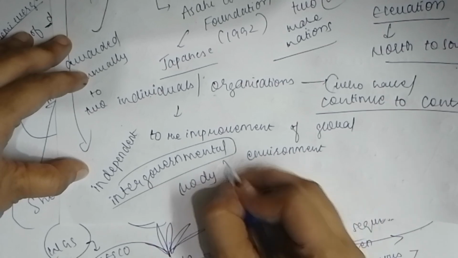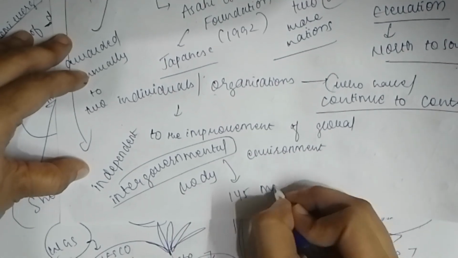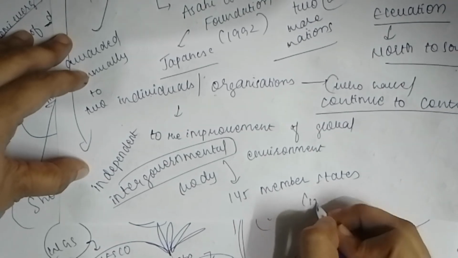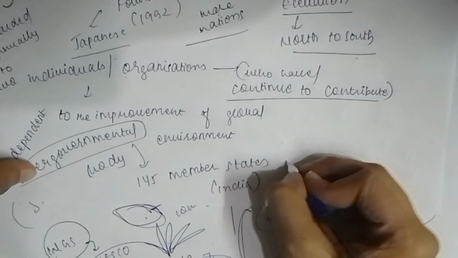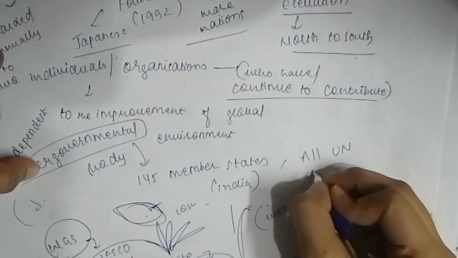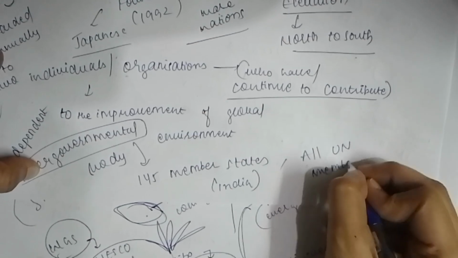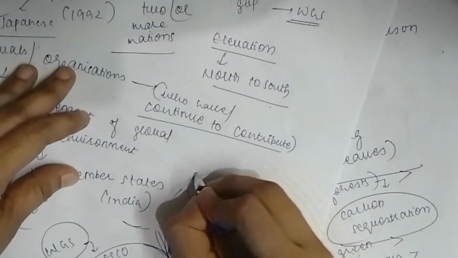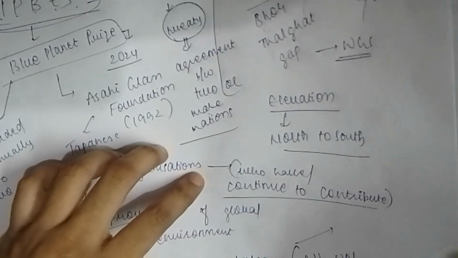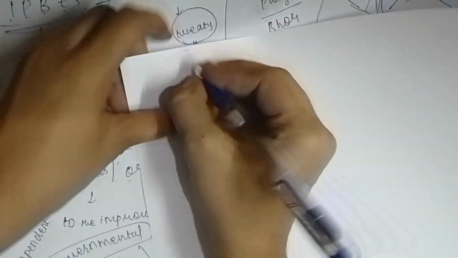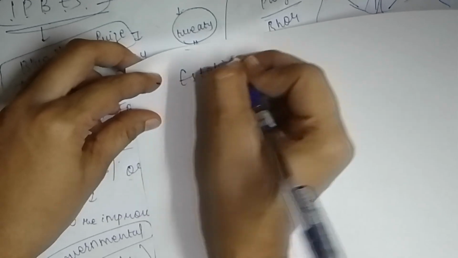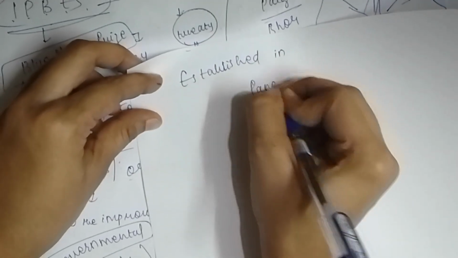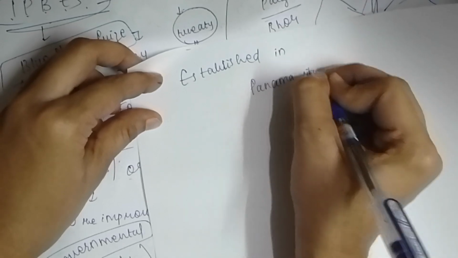So almost 145 member states are part of this right now, including India. And all UN member states can be a part of this. It is basically established in Panama City. This is established in Panama City in 2012.